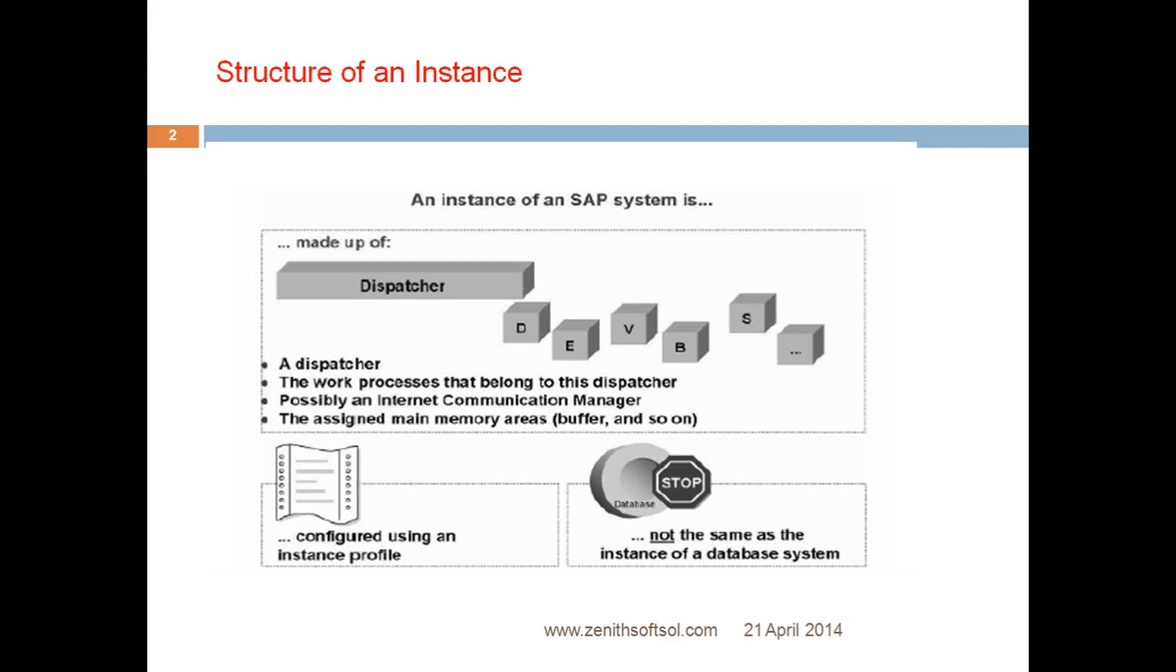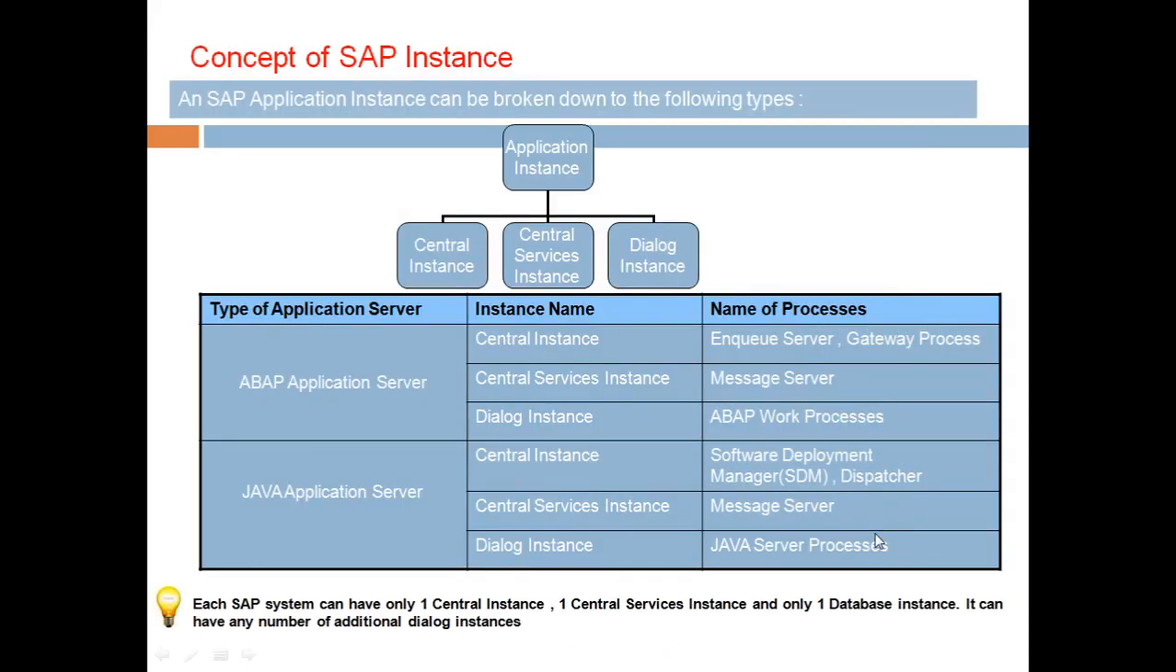So this is a typical structure of an instance, how it looks, and here is the concept of instance. As I said, an instance is a basic building block of an SAP system. So an SAP system can comprise one or more SAP instances, right? It is an administrative unit that combines multiple components to provide one or more services.